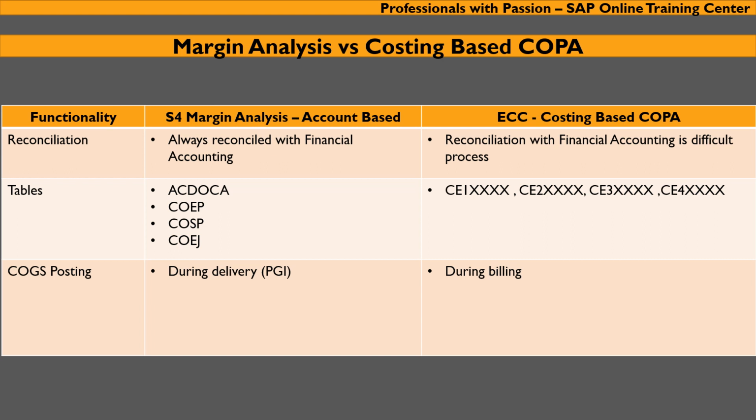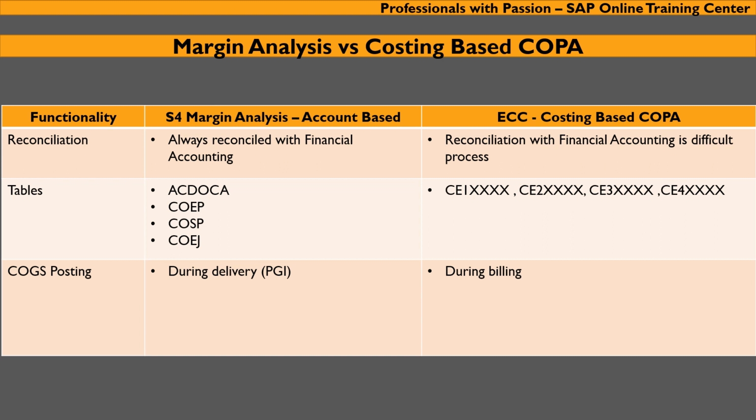And the next point is tables. What are the tables we are going to use in account based COPA? All the data, characteristics, and COPA related documents will be posted to ACDOCA, which we call the universal journal. In addition to that, we use the CO tables COEP, COSP, and COEJ, and the data is stored in these tables. In costing based COPA, the data is stored in the CE1, CE2, CE3, and CE4 tables. The XX is given for the operating concern. If you give your 4-digit operating concern code, you will get the actual line items, plan line items, and segment items. This is the COPA storage, where you are going to store, and if you want to extract the data, you can use these tables.